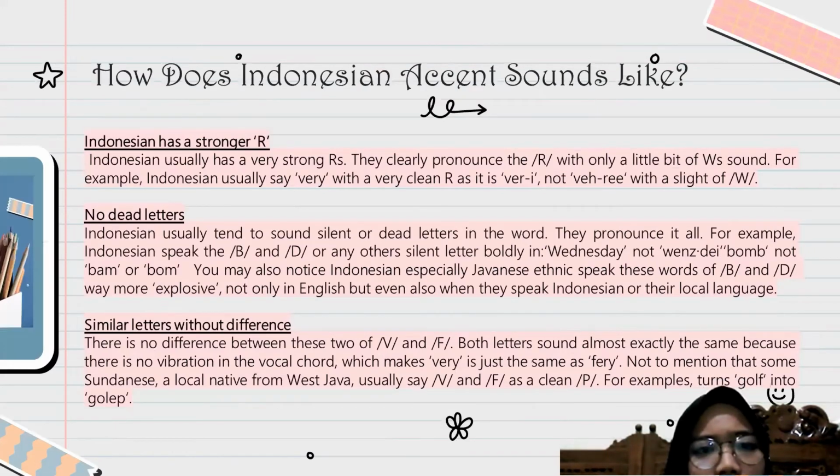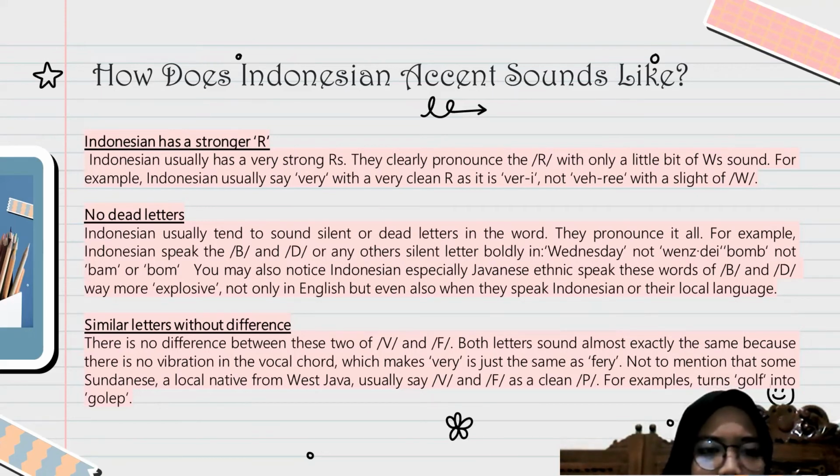And then, how does the Indonesian accent sound like? For the first, Indonesian has a stronger R. Indonesians usually have a very strong R. They clearly pronounce the R with only a little bit of W sound. For example, Indonesians usually say very with a very clean R, not very with a slight W.